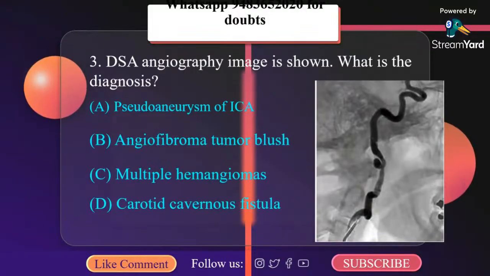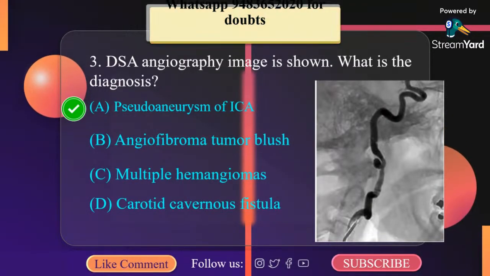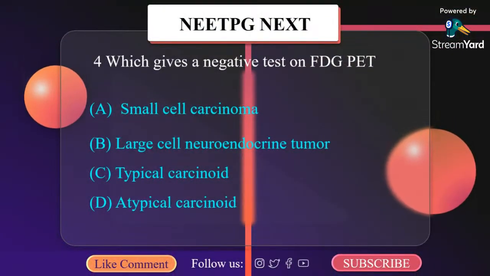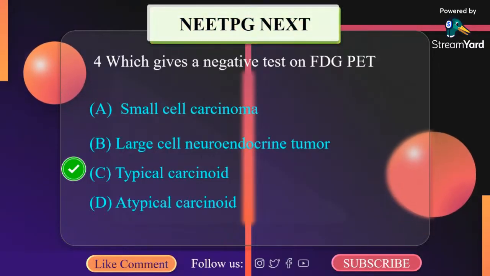DSA angiography image is shown. What is the diagnosis? It is a pseudoaneurysm of the internal carotid artery. Which gives a negative test on FDG PET? A. Small cell carcinoma, large cell carcinoma, typical carcinoid, or atypical carcinoid. It is typical carcinoid which gives a negative test on FDG PET.